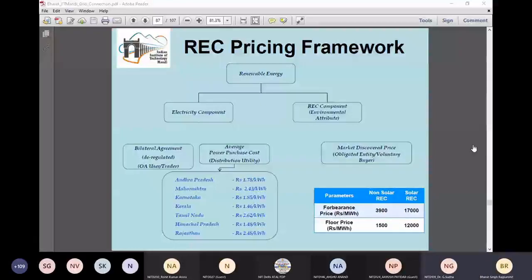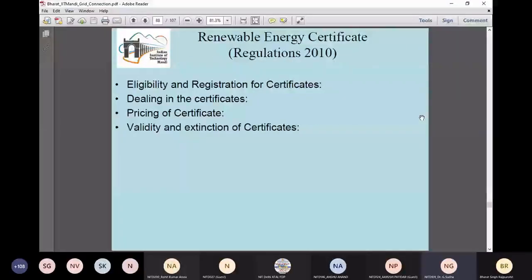Next, sir, slide one please. I have one more doubt, sir. Here the price in every state is different. The average power purchase cost, how is that generally decided, sir?